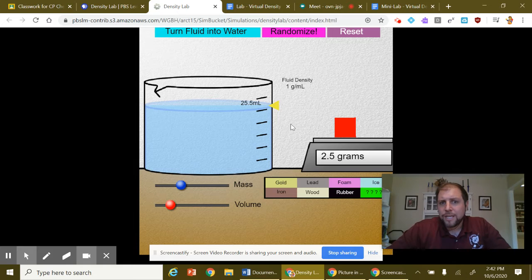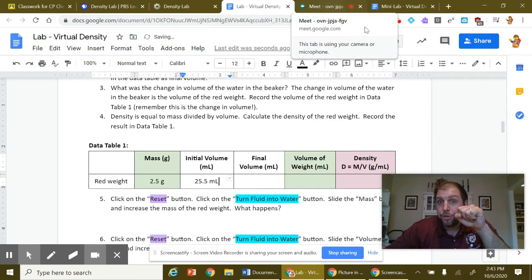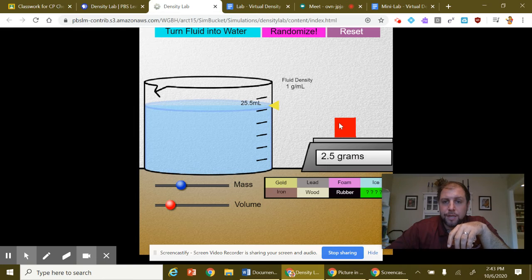It starts at 25.5 milliliters. That is the initial volume, so let me answer that right there. 25.5 milliliters is the initial volume. What's the final volume? Well, I'm just going to drop it into the fluid.